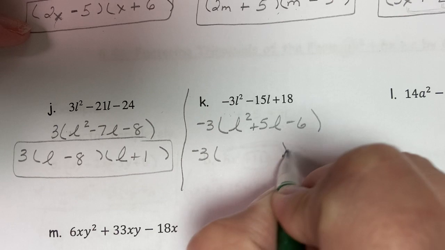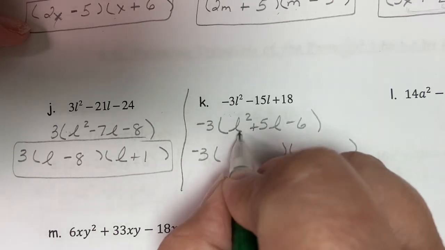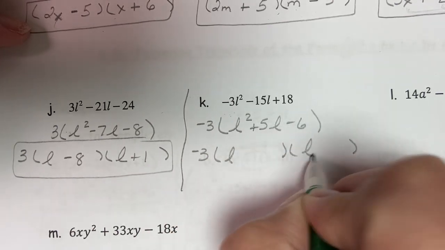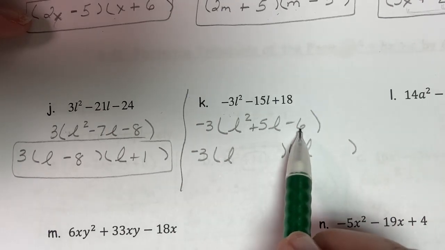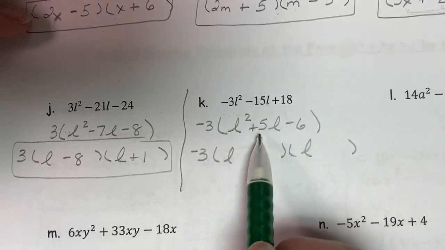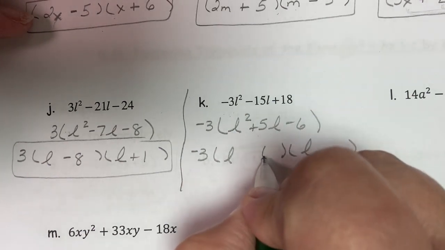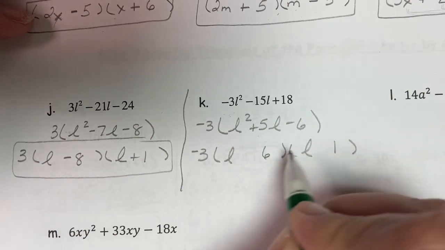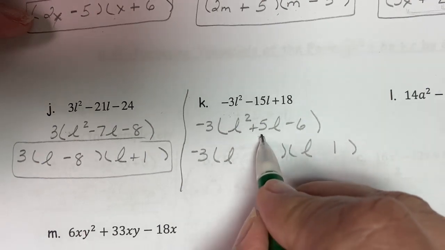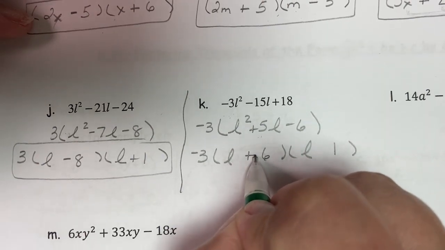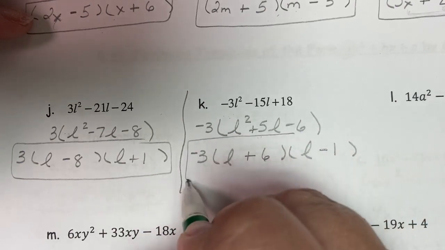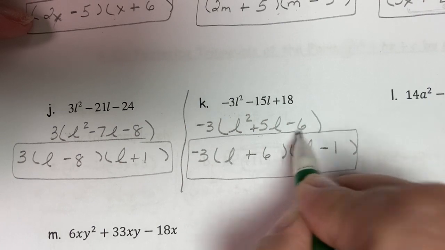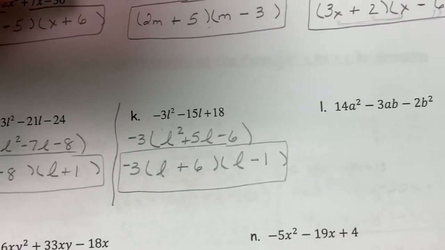So here we go, two sets of parentheses. L squared will split up into L and L. We need two numbers that multiply together to get negative 6 and add together to get positive 5. Well, we're going to have a 6 and a 1. If they have to add together to get positive 5, it's going to be a positive 6 and a negative 1. Again, pause whenever you need to. Come back.